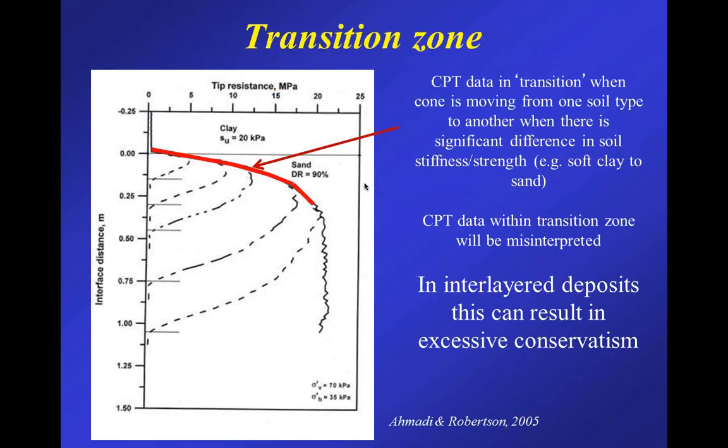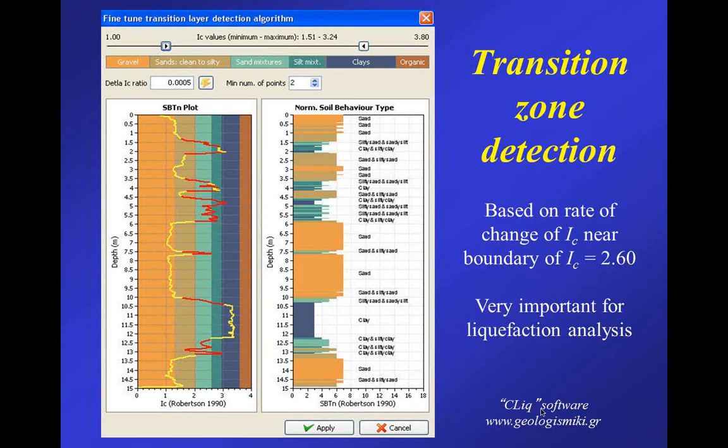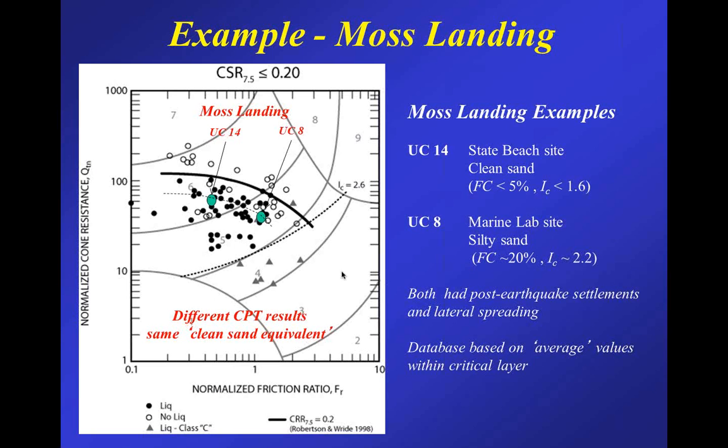Now I just want to talk about the interpretation of CPT. If you're going from, say, a transition up to its correct value, the continuous data is in a transition zone. In interlayered soils there is excessive conservatism, assuming that all of these little thin zones in the transition contribute to the deformation, which they don't. Software packages like CLiq will identify these transition zones and remove them, and I'll show examples with the software.